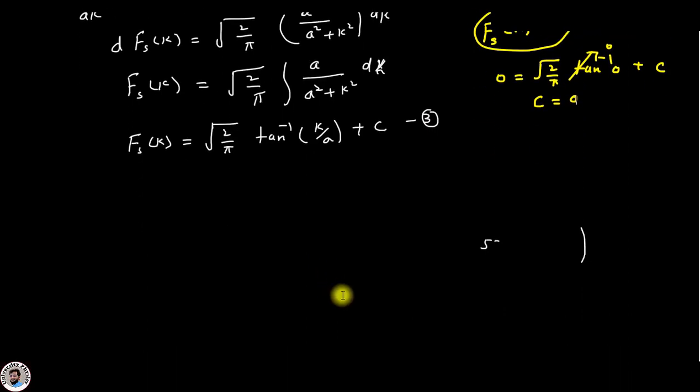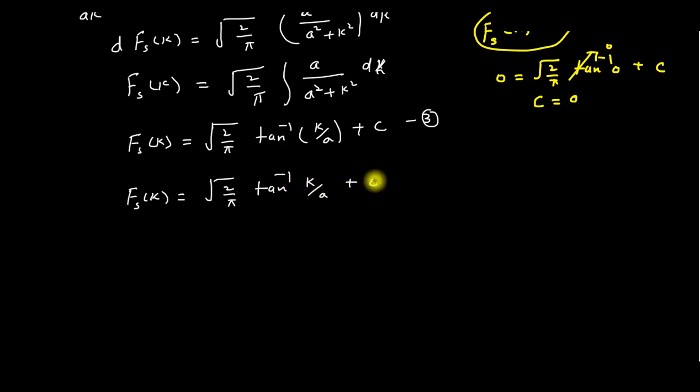Now equation 3 will be equal to f s k is equal to under root 2 divided by pi tangent inverse k divided by a plus 0. So the value of f s k will be equal to under root 2 divided by pi tangent inverse k divided by a. So this is the required answer. This is the required Fourier sine transformation of the given function.